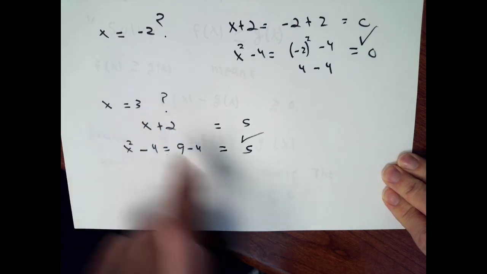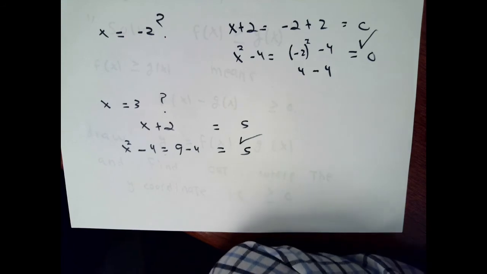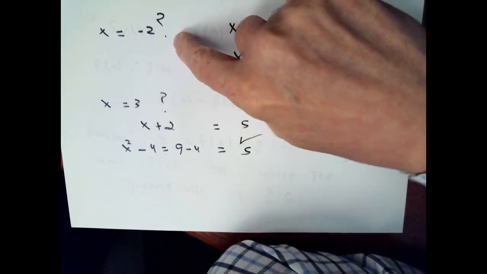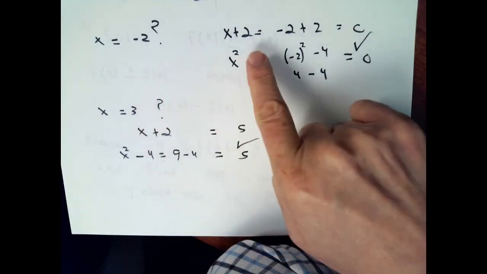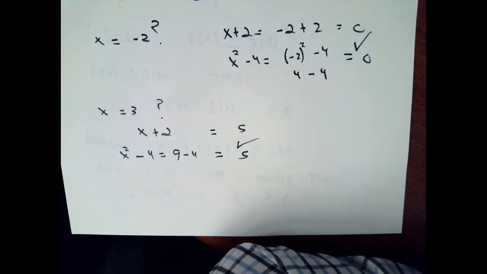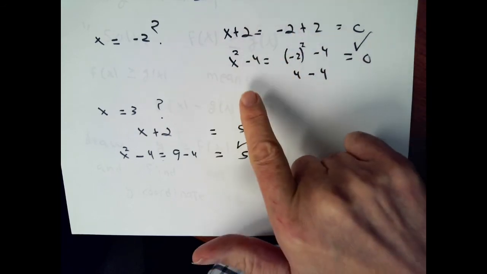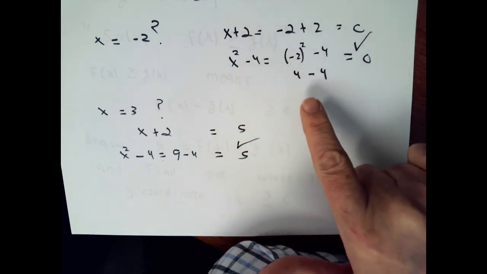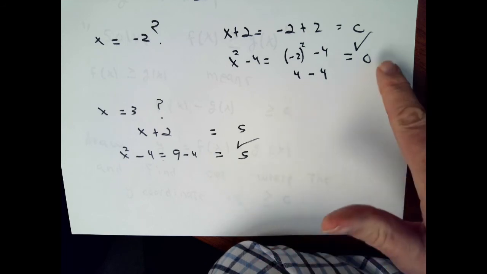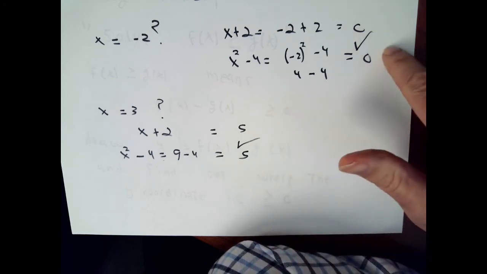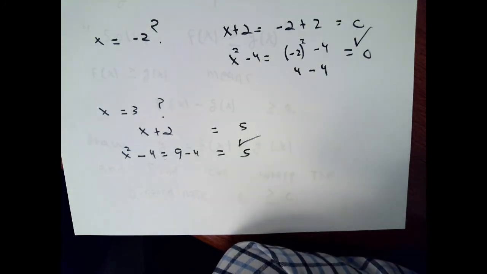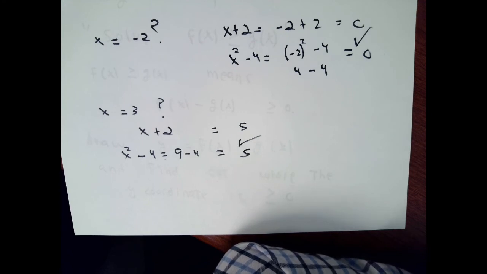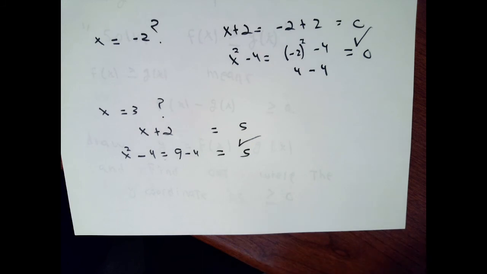A careful person will check this. I'm going to see if x equals negative 2 works in my equation. If x was negative 2, x plus 2 would be 0. If x was negative 2, x squared minus 4 would be 4 minus 4, which would be 0, and I get the same number. So for x equals negative 2, x plus 2 and x squared minus 4 are equal to each other. How about x equals 3?